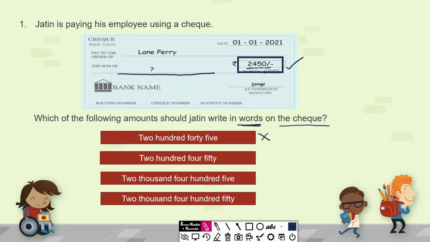245? No. 204.50? No. 2,405? No. 2,450. Yes, this is the right answer. This Jatin should write here. Okay, let's move to the next question.